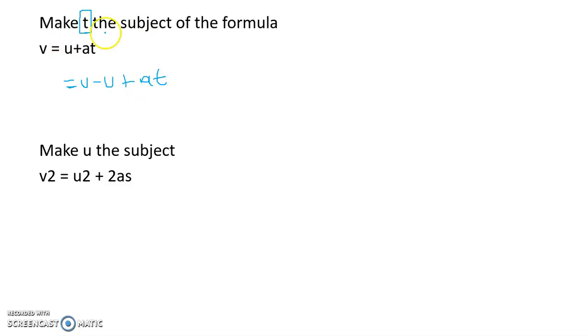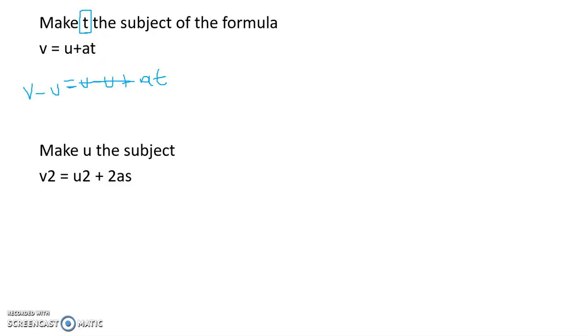and anything we do to one side of the equation, we do it to the other side. So V will also minus U. U minus U, which is a positive U, you'll get 0 and practically it cancels out itself. So you'll be left with V minus U equal AT.